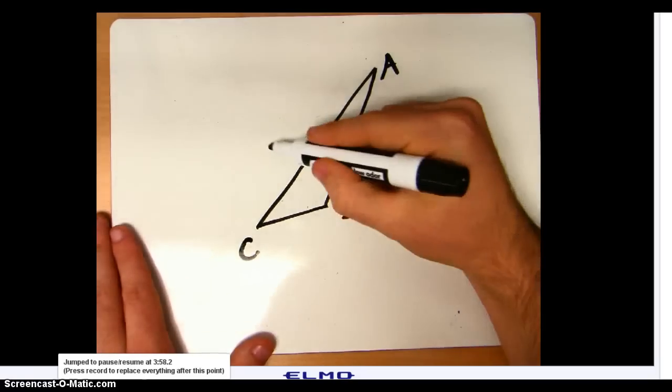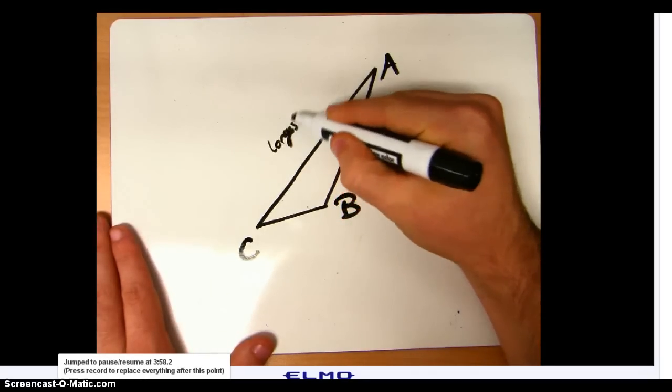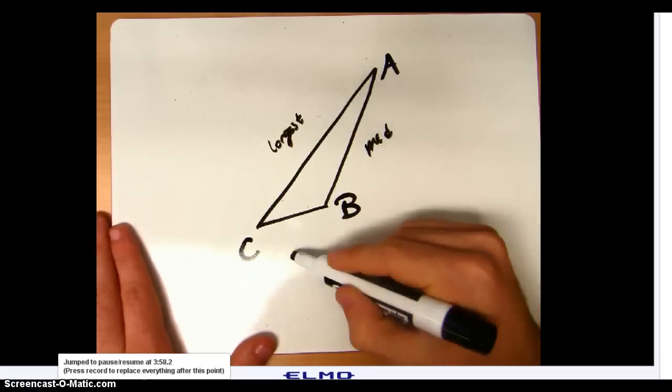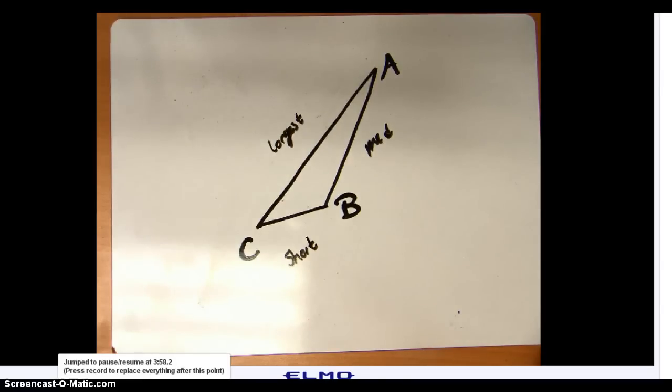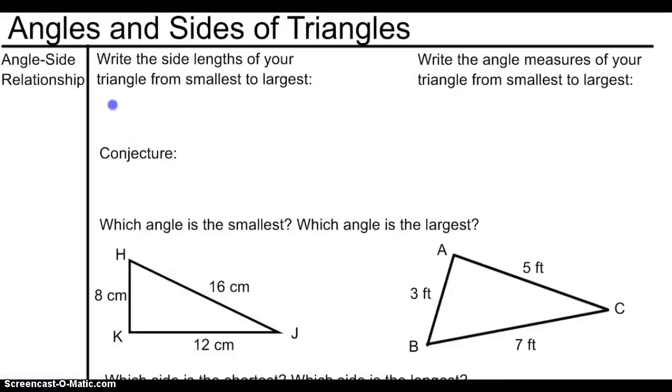Now, here's our longest side. Here's our medium side. Here's our short side. Okay, let's actually write that down in our notes. So our shortest side was CB. Our medium length side was AB. And our longest side was CA. All right, back to the drawing.